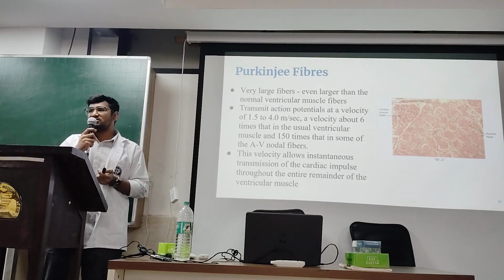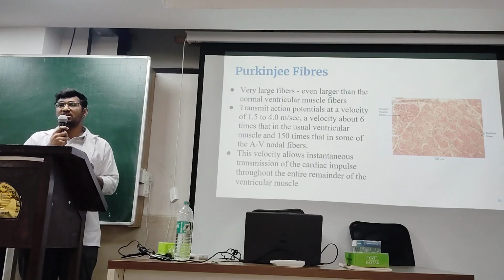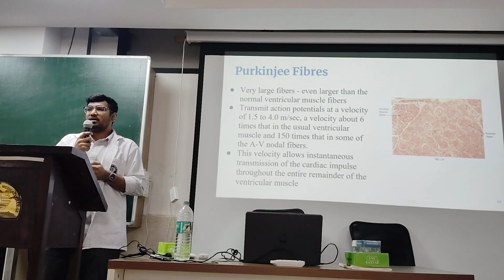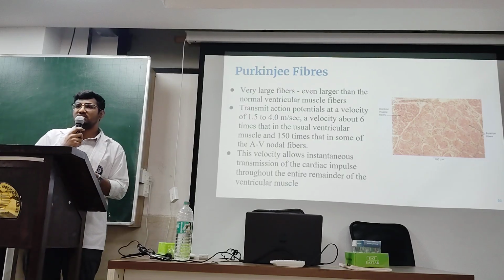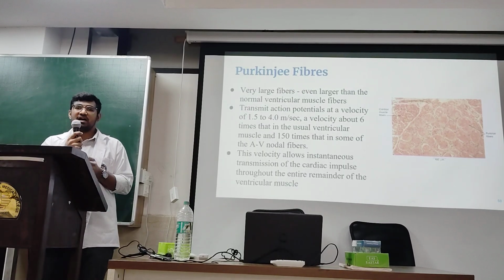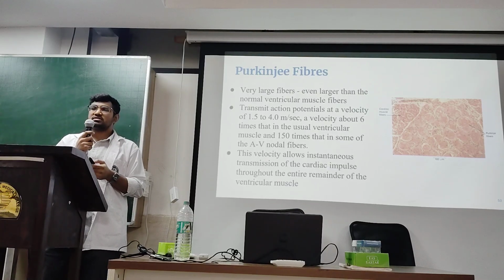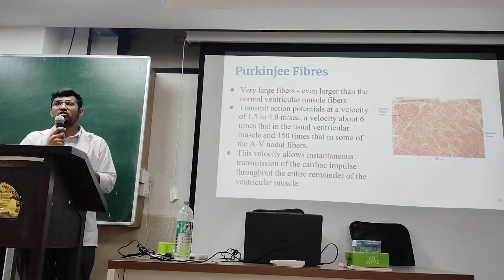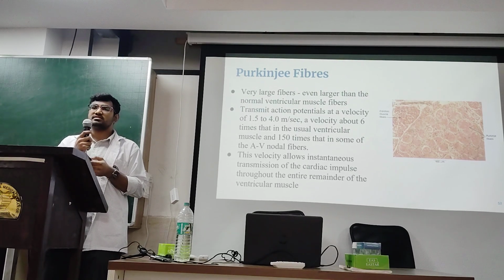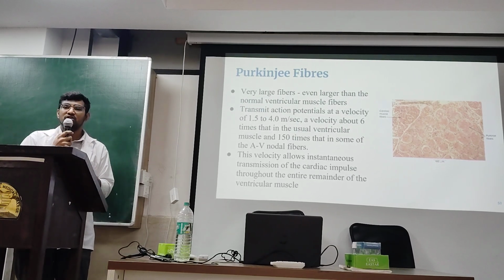Purkinje fibers are very large fibers, larger than the ventricular muscle fibers. Their conduction speed is also very high, almost 6 times that seen in the ventricular fibers and 150 times that seen in atrial nodal fibers. This high conduction speed is necessary because of the requirement of instantaneous electric potential after the AV nodal delay.